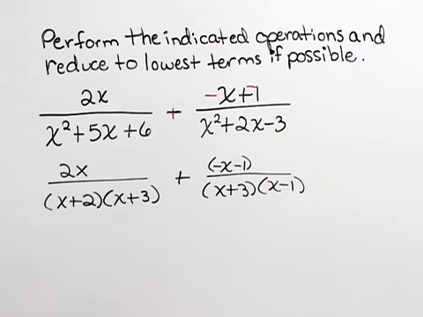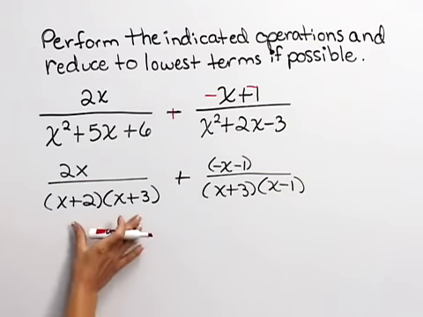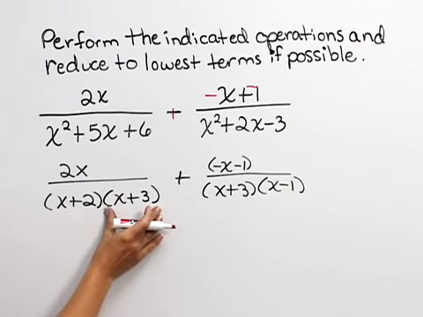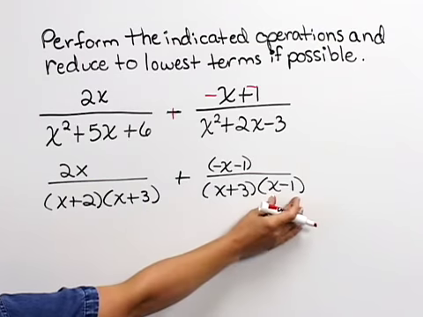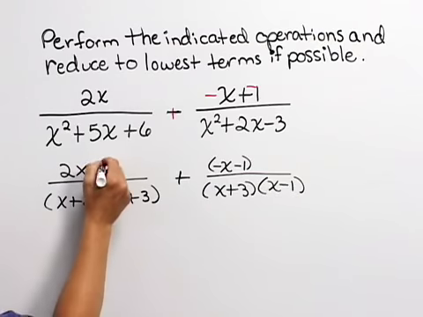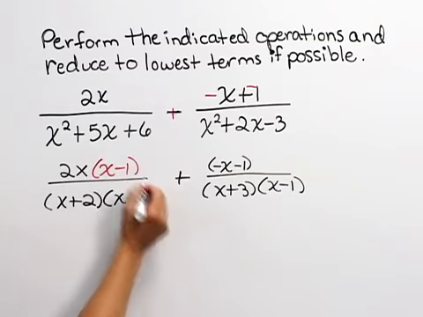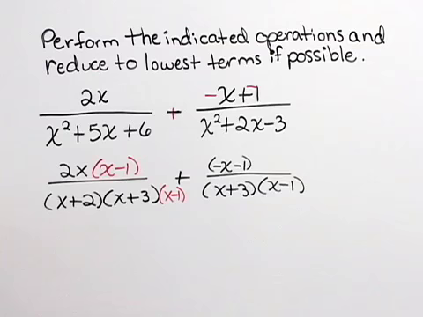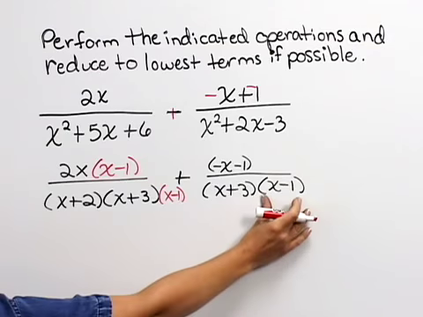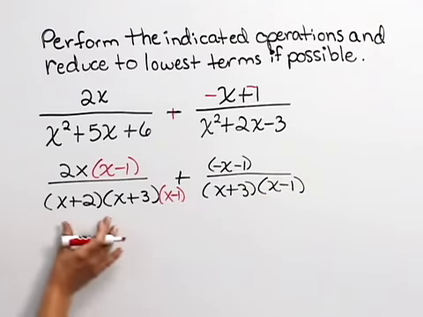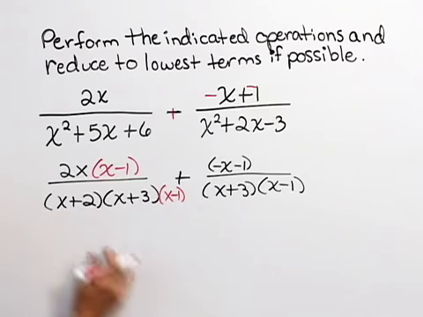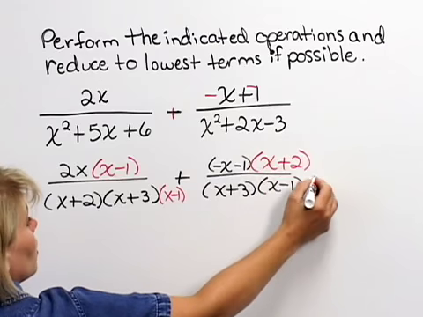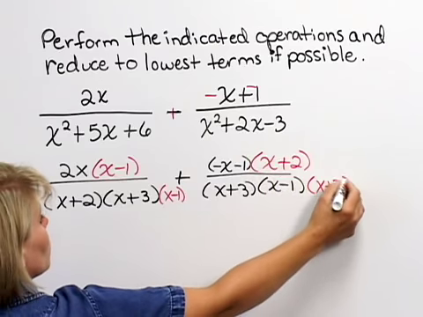Now we need to figure out what is one of the rational expressions missing that the other one has in the denominator. This has an x plus 2 times an x plus 3, but it does not have this x minus 1. So we'll multiply the numerator and the denominator by x minus 1. This particular one here has an x plus 3 and an x minus 1 multiplied in the denominator, but it does not have this x plus 2. So we'll multiply the numerator and denominator by an x plus 2.